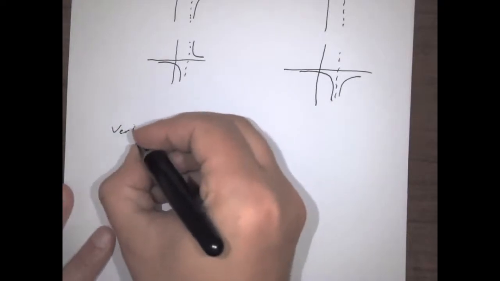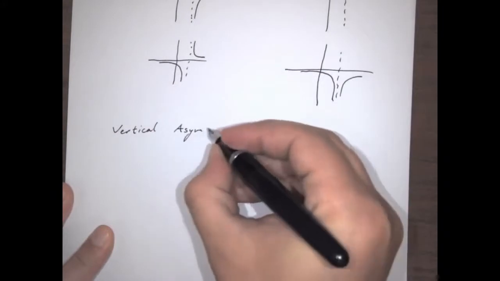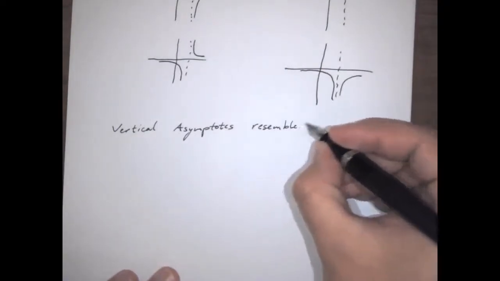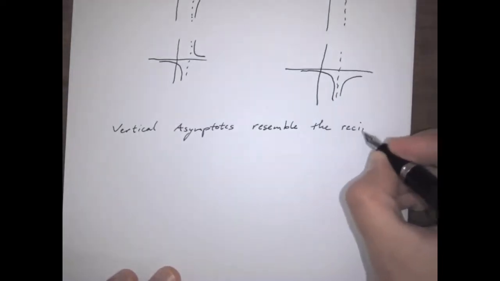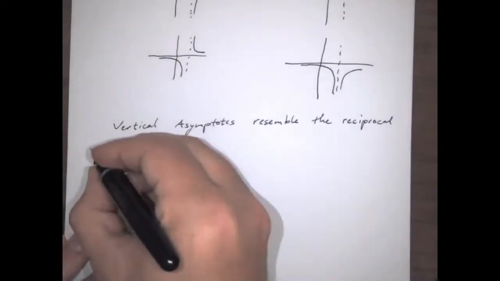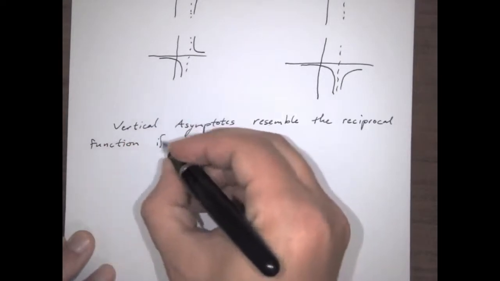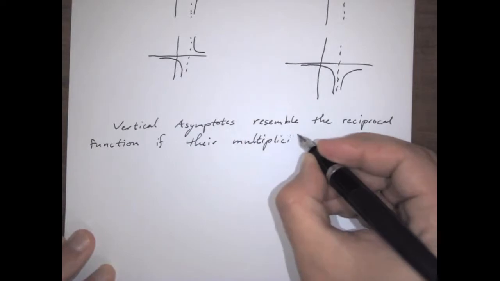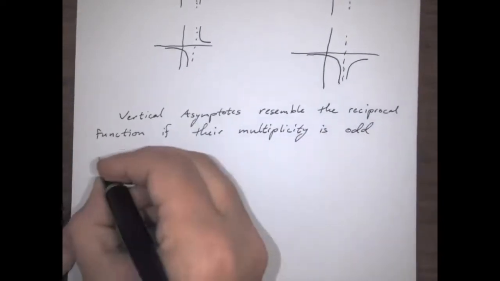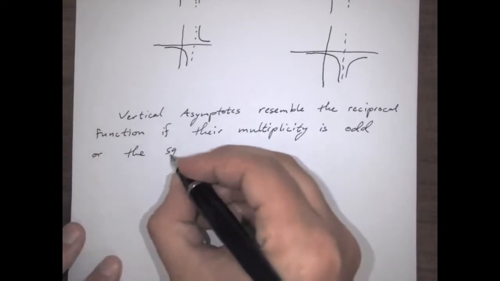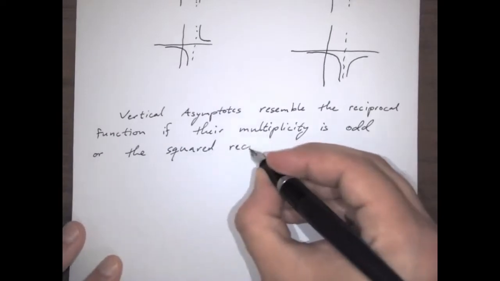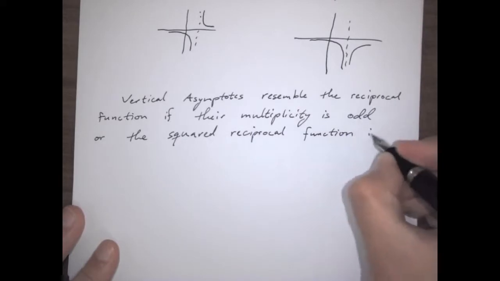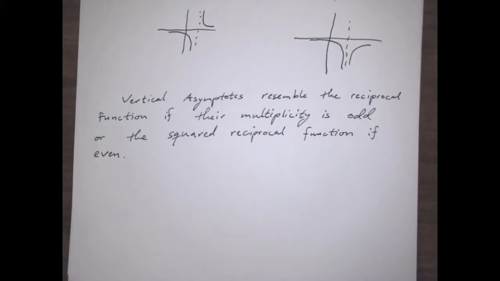So, vertical asymptotes resemble the reciprocal function from the toolkit if their multiplicity is odd, or the squared reciprocal function if even. So in other words, if their multiplicity is even.